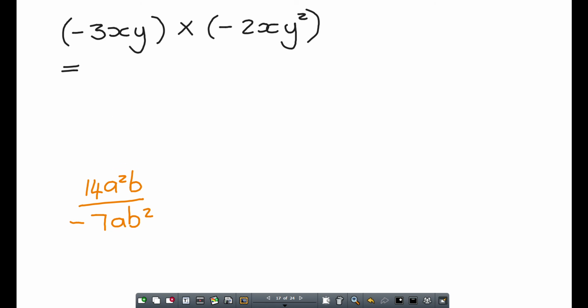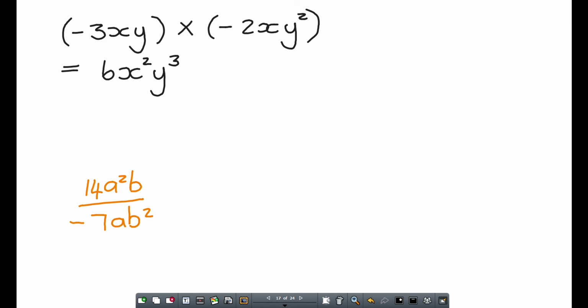Good. Then the numbers: 3 times 2 is going to give me 6. x times x is x to the power of 2. And y times y squared is going to give me y to the power of 3. Good. Are you guys okay with that? Good.